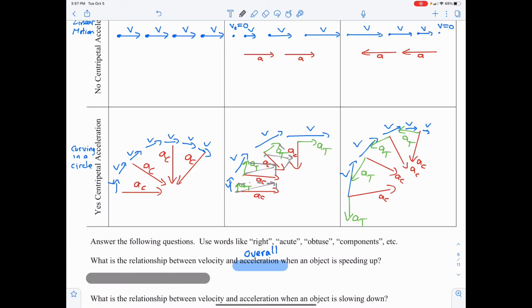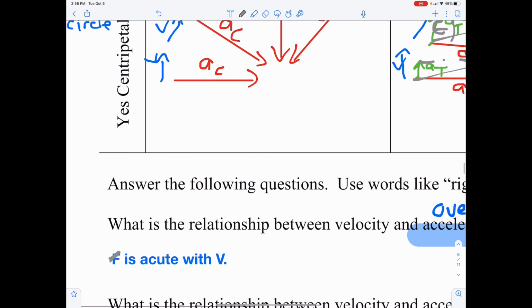You can see how the angle between the gray arrow right here and velocity, the blue arrow, is an angle less than 90 degrees, meaning F is acute with V. And we're saying, this is the relationship between velocity and acceleration, so A is acute with V.